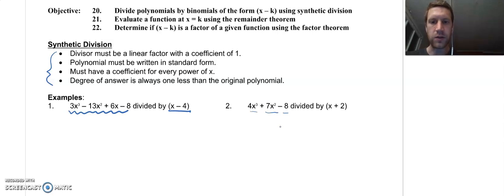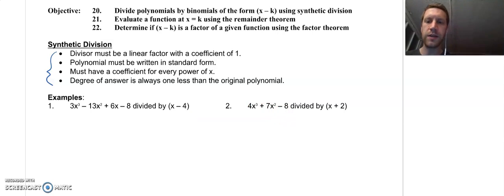And then the degree of your answer is always going to be one less than the original polynomial. So for number 1, when I divide this 3x cubed polynomial by x minus 4, I'm going to be left with something x squared. I like to call it drilling down. I'm drilling down by 1. So it goes from an x cubed, and then once we divide it, it gets down to x squared. And think about it, if I just take this first 3x cubed over x, when you divide by x, it's going to be 1 less on the top. So that's that same idea. All right, so let's go ahead and dive in.